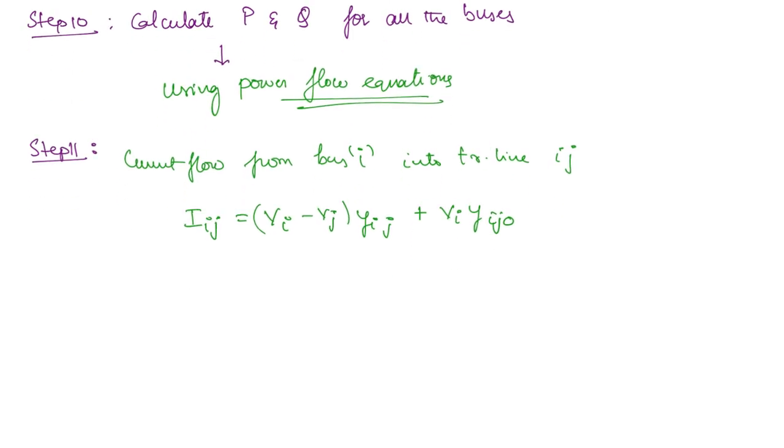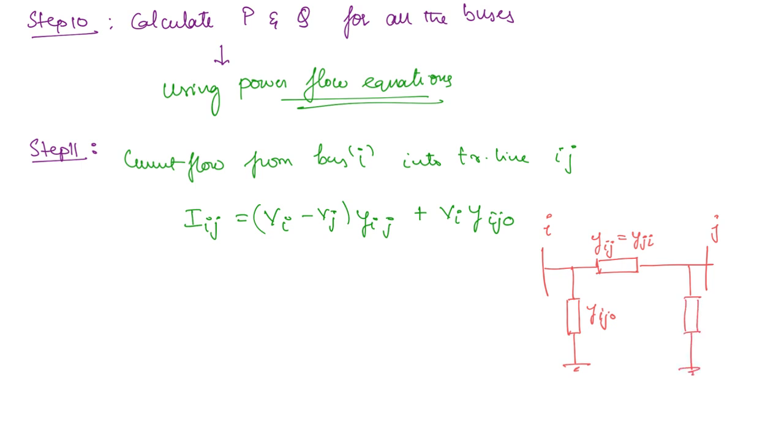You can also see it as a diagram. This is bus i and this is bus j, let us say. Here you have the transmission line whose admittance is Y_ij, and you can also represent this as Y_ji. And here you have the shunt admittance, represented as Y_ij0. Similarly, you may have a shunt admittance here, and this you are going to represent as Y_ji0. Now the current I_ij is going to be flowing here.